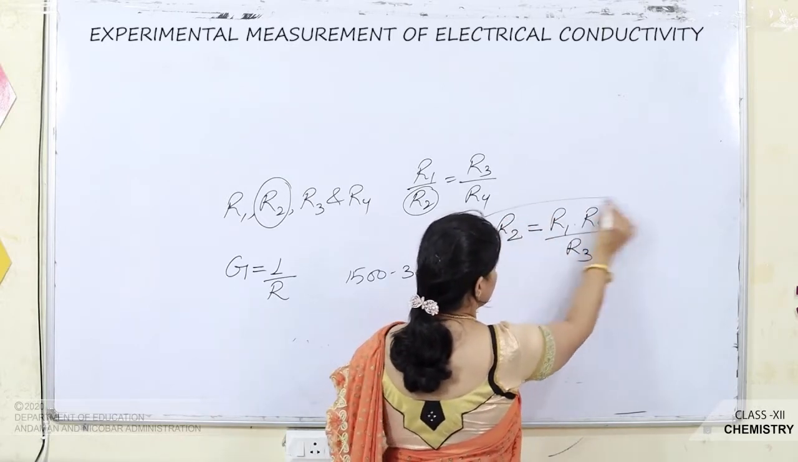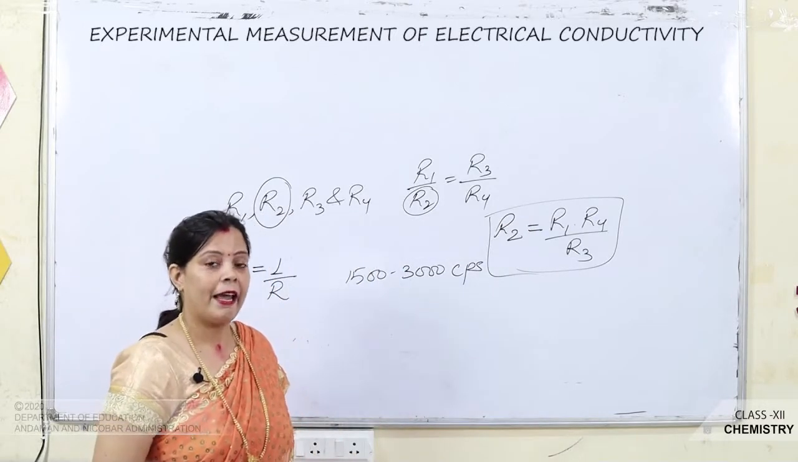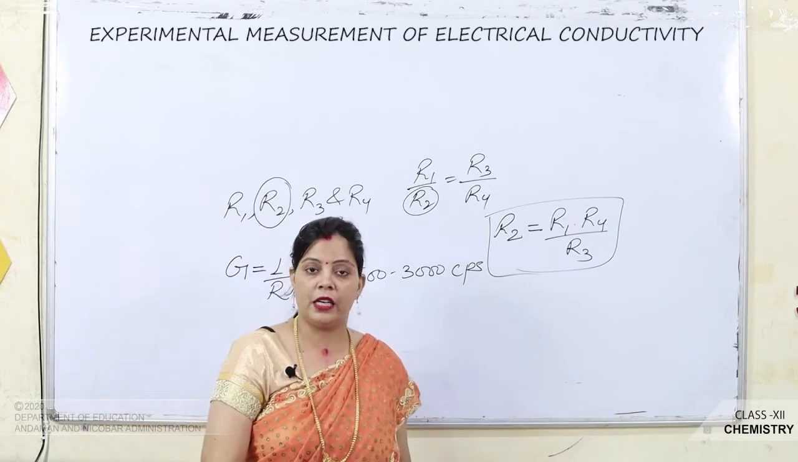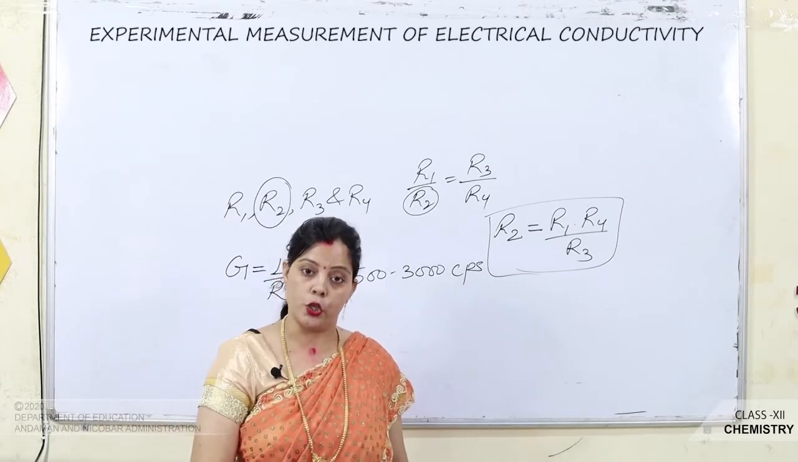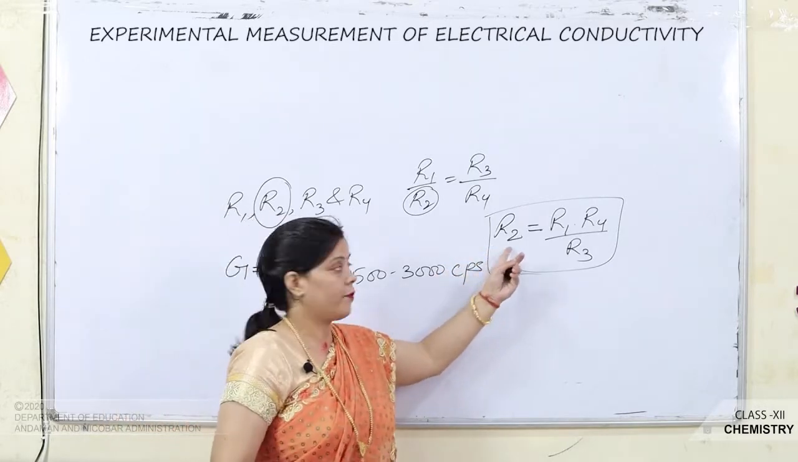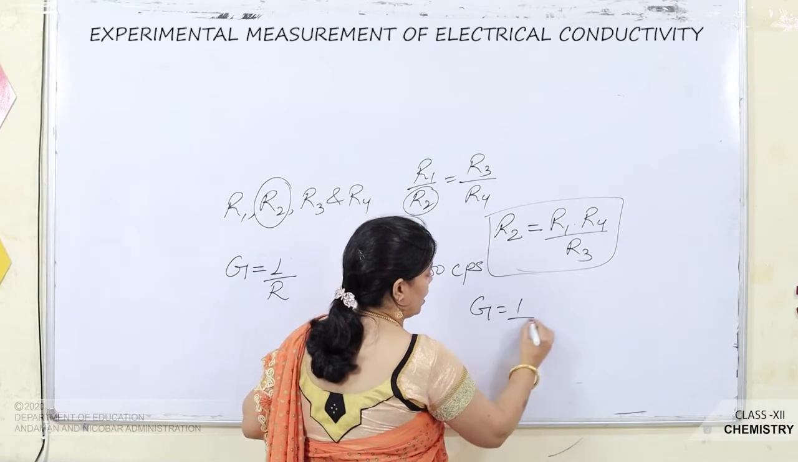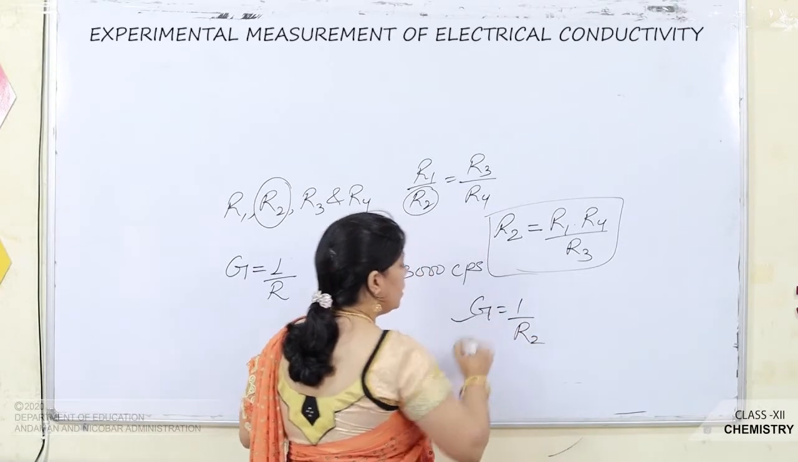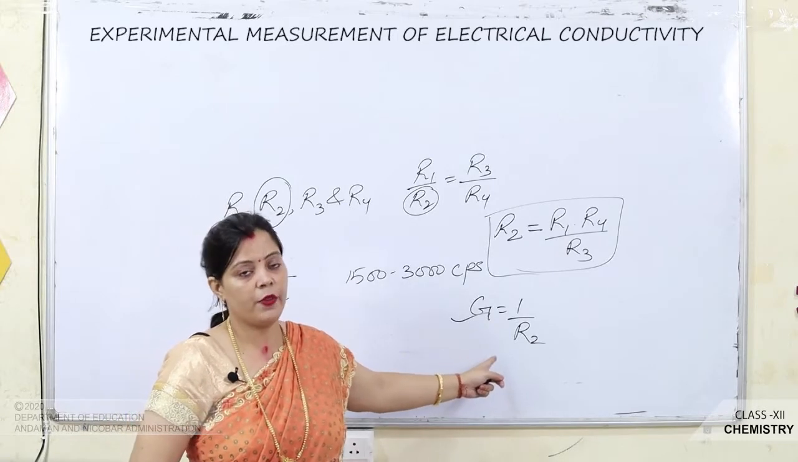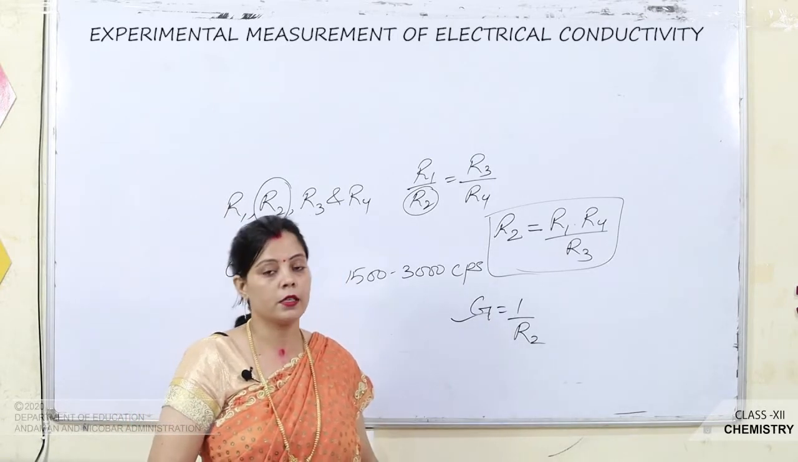So in this way, by the Wheatstone bridge method, we can experimentally measure the electrical conductivity of the electrolytic solution. Here R2 refers to the resistance of the electrolytic solution, and by taking the resistance R2, we can determine the value of the conductance, that is capital G. So in this way we can measure the electrical conductivity of the electrolytic solution.